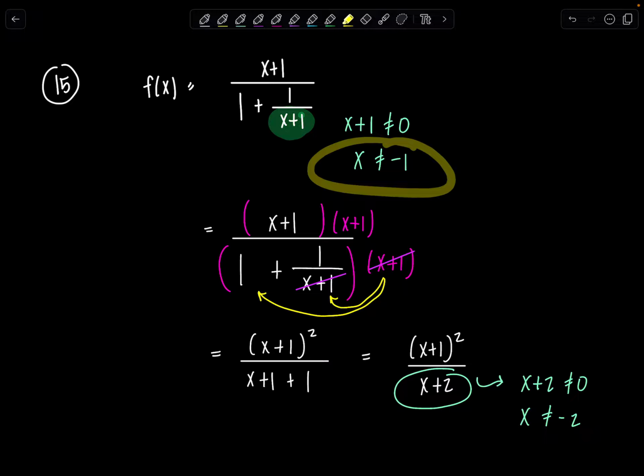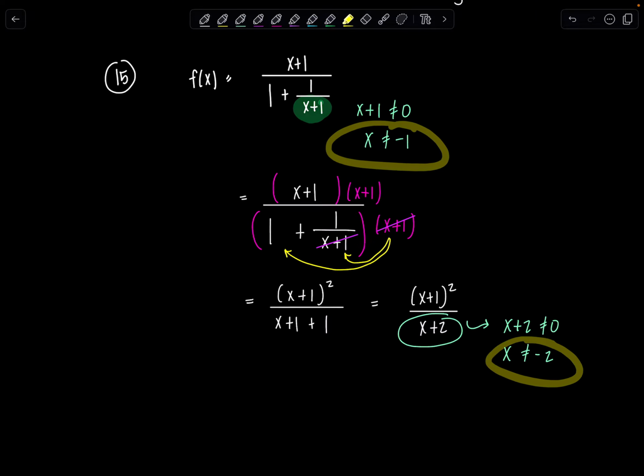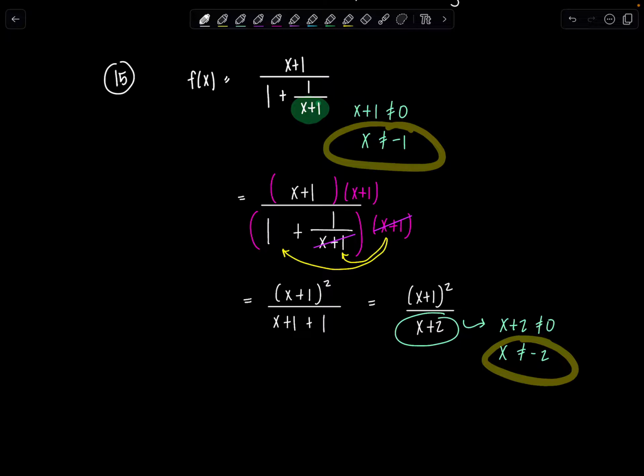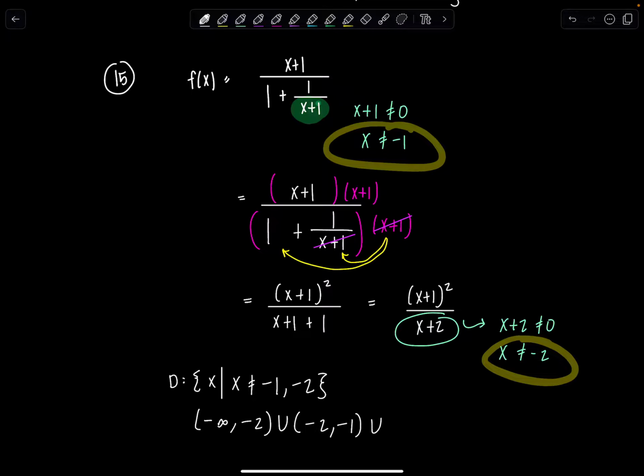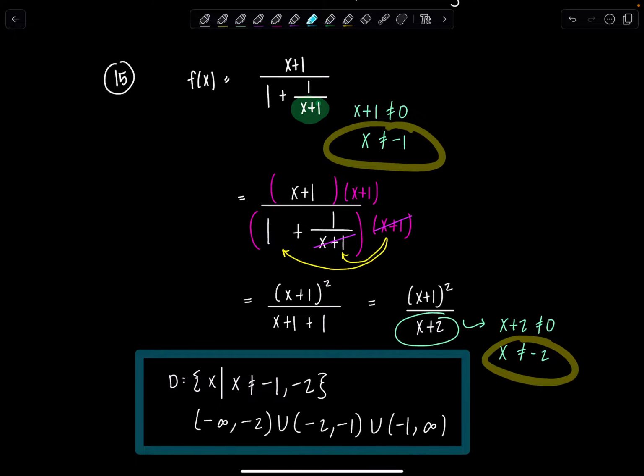Yes, we're going to list this restriction and this restriction. That's a complete, correct final answer. Set builder is the best way to do it, right? When you just have a couple of restrictions to list, it's easy to go x such that x can't be -1 or -2. Interval notation, we could do it. You'd go -infinity to -2, union -2 to -1, union -1 to infinity. Just not as efficient, I feel, but up to you.